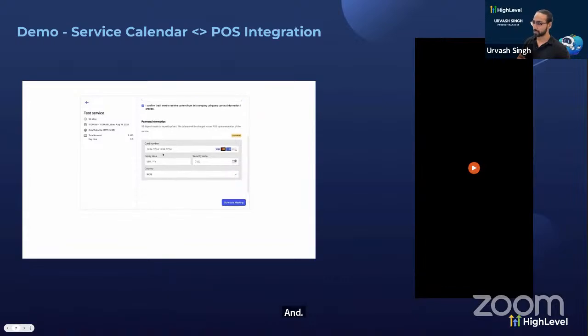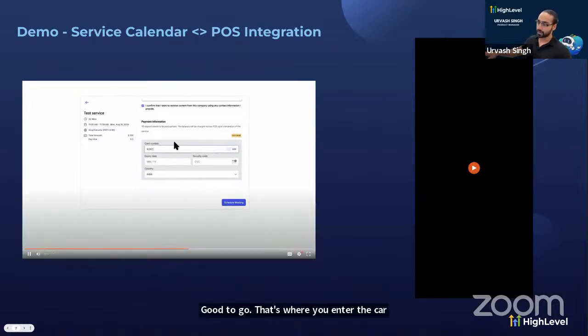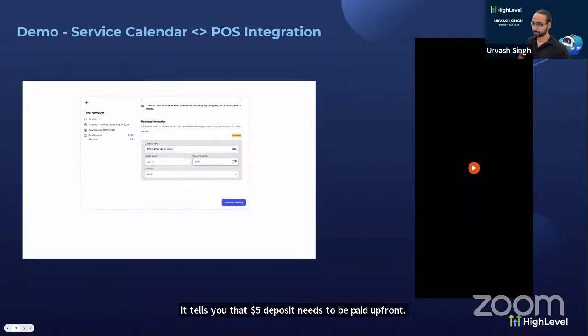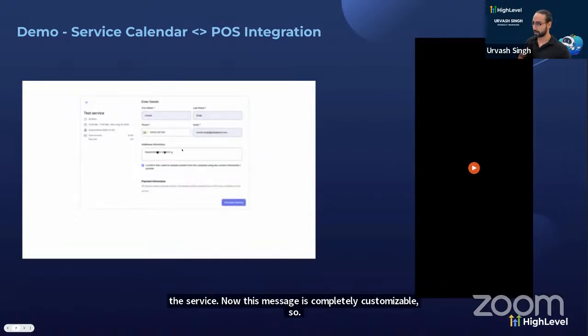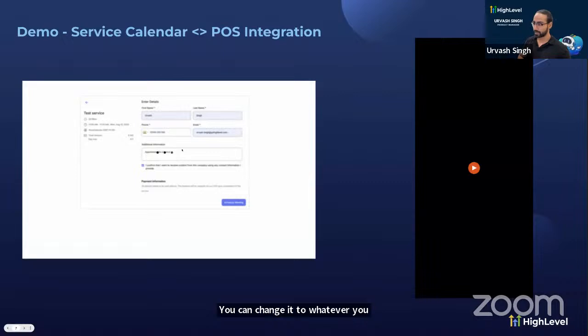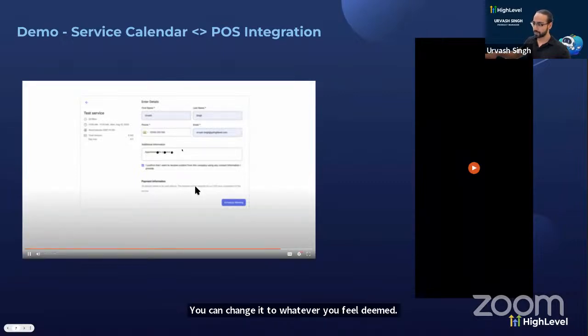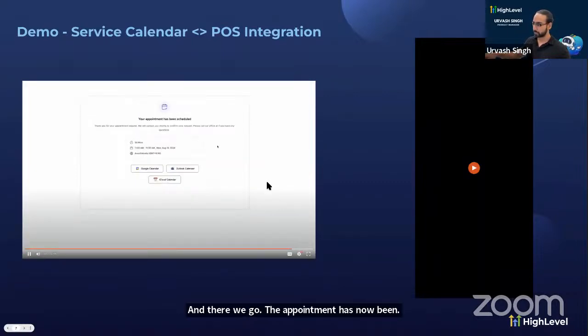good to go. That's where you enter the card details and it tells you that $5 deposit needs to be paid upfront. The balance will be charged by our POS upon completion of the service. Now, this message is completely customizable, so you can change it to whatever you feel deem fit. And there we go. The appointment has now been booked. So now this part is done.